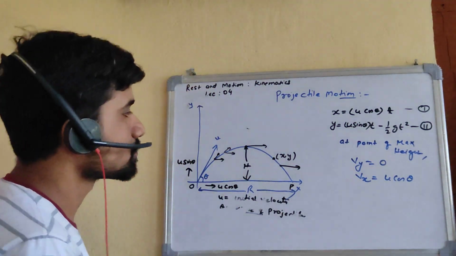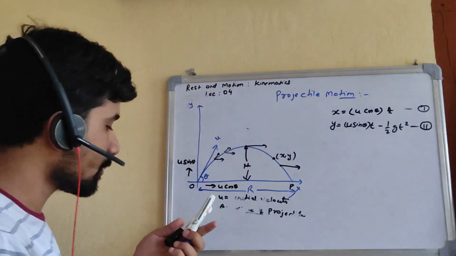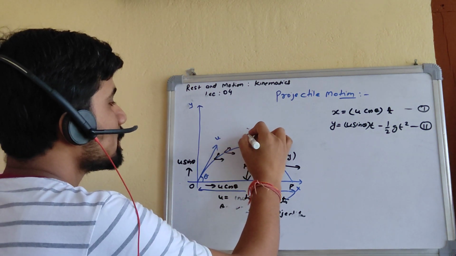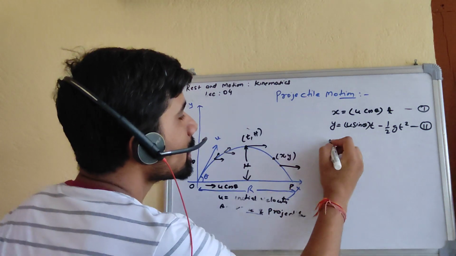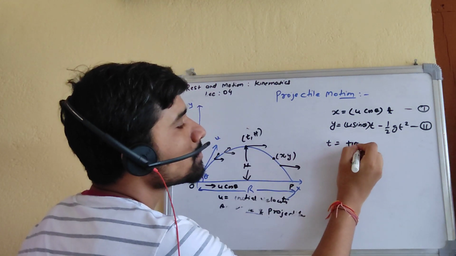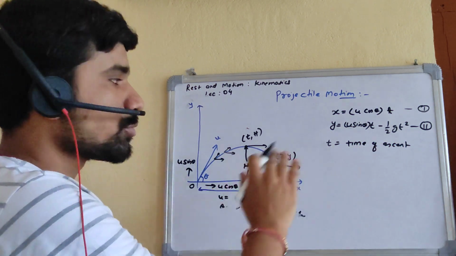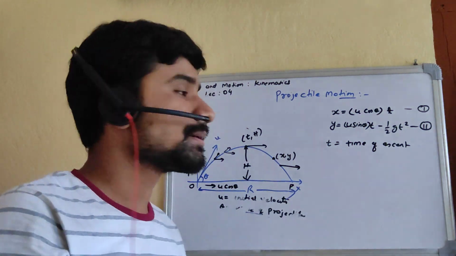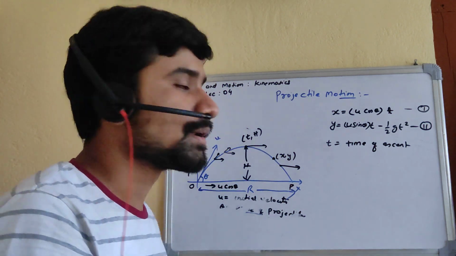Now let's say the point of max height comes at, let's say, time t, and the y coordinate is h, and this t is my time of ascent. We discussed the time taken to reach from the point of projection to max height is the time of ascent. So at the time of ascent it reaches the maximum height, right? Now how do we find out that time?